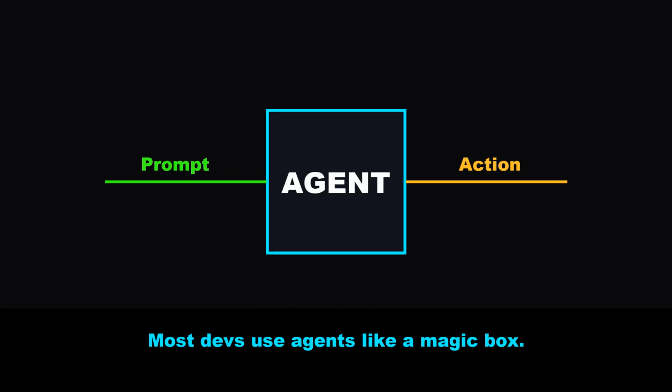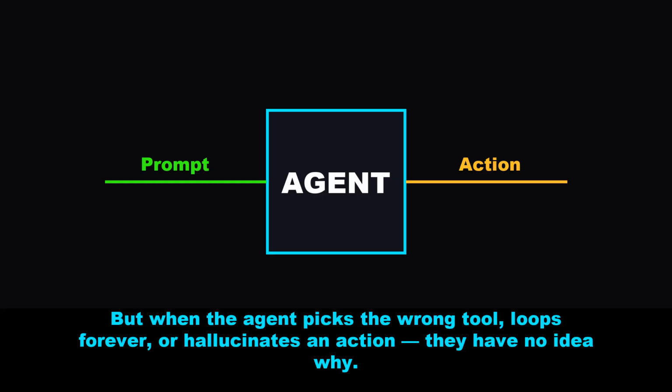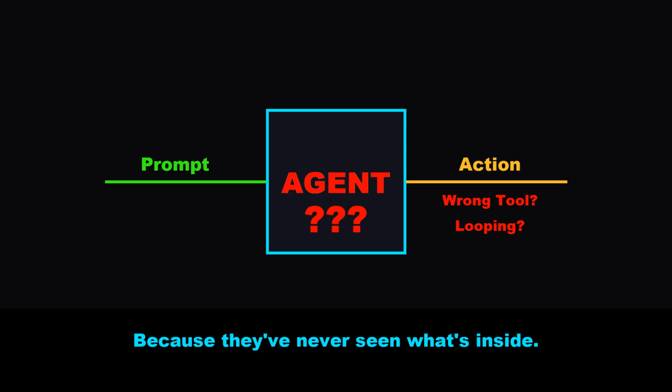Most devs use agents like a magic box. Prompt goes in, action comes out. But when the agent picks the wrong tool, loops forever, or hallucinates an action, they have no idea why. Because they've never seen what's inside.